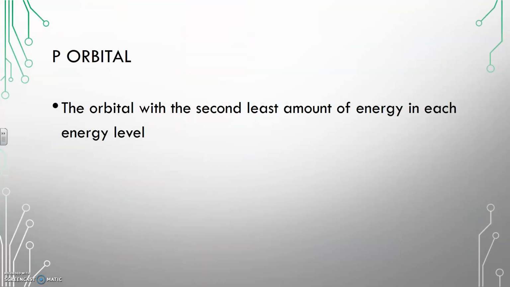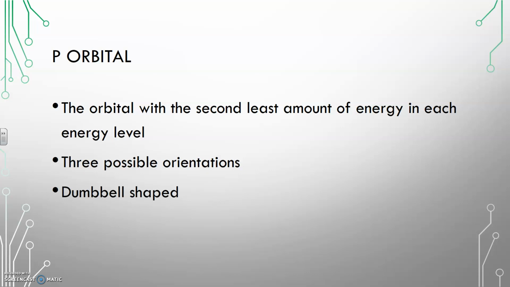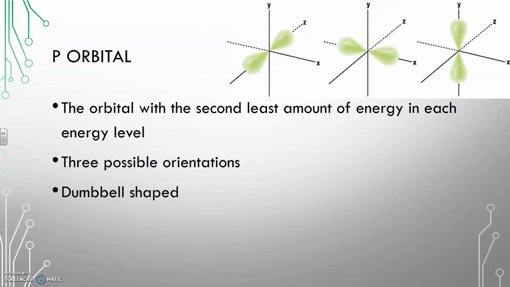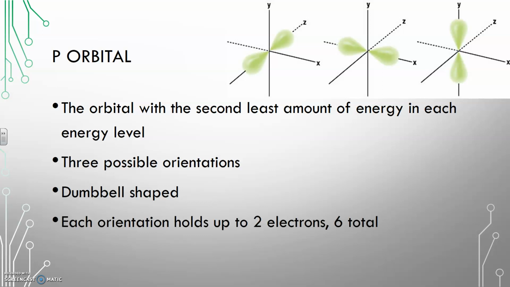Moving along, we have our p orbitals. p orbitals have the second least amount of energy in every energy level. They have 3 possible orientations, so we're stepping it up here. They are what's known as dumbbell shaped. You can see that the 3 orientations lay out on the x, y, and z axes, hence the 3 different orientations.